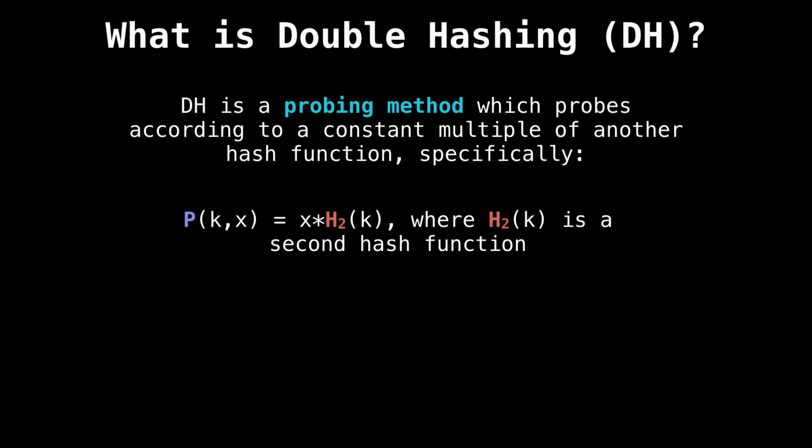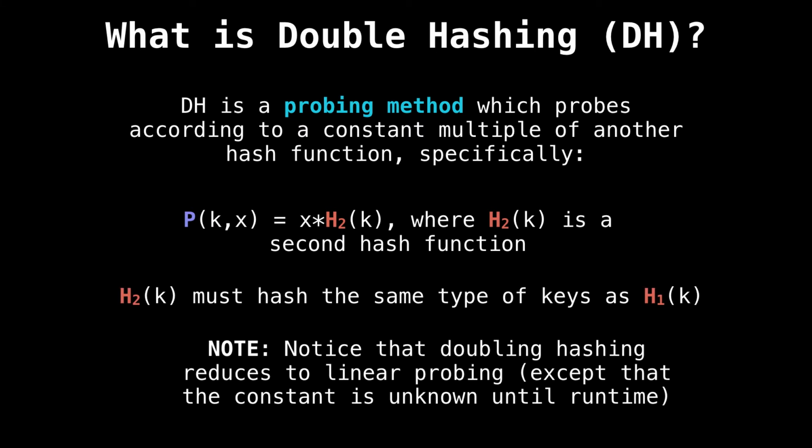Okay, so what's the deal with double hashing? So double hashing is just a probing method like any other, but what's special about it is that we probe according to a constant multiple of another hash function. So specifically, our probing function looks something like this. We give it as input the key, which is a constant, and the variable x, and then we compute x times h2 of k, where h2 of k is a secondary hash function.